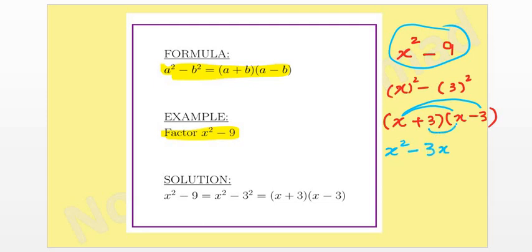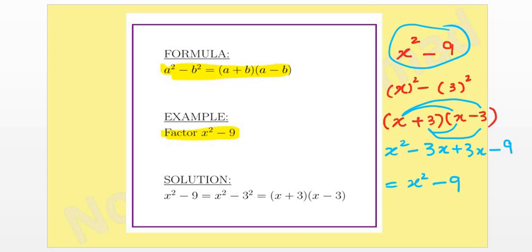Then we will multiply positive 3 with the x, so it will give us positive 3x, and then we are going to multiply positive 3 with the negative 3. Positive and negative will give us negative. 3 times 3 is 9. So finally our answer will become x squared minus 9.